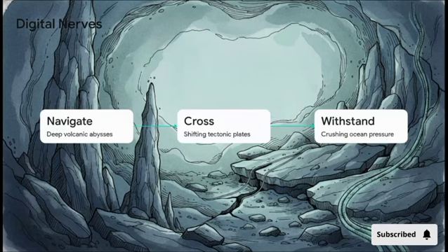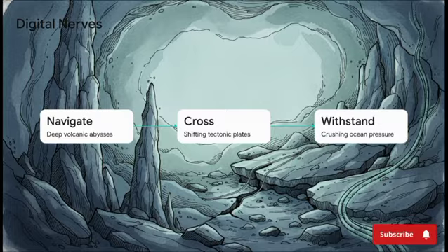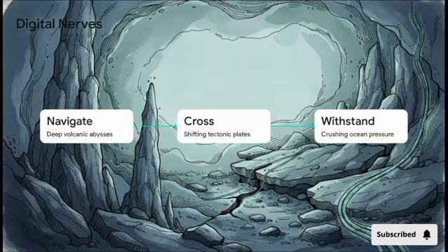And let me tell you, getting those cables to those islands, it is an exercise in extreme, mind-bending engineering. Laying down these digital nerves means engineers have to navigate deep, pitch-black volcanic abysses. They've got to carefully lay these delicate lines across constantly shifting tectonic plates.